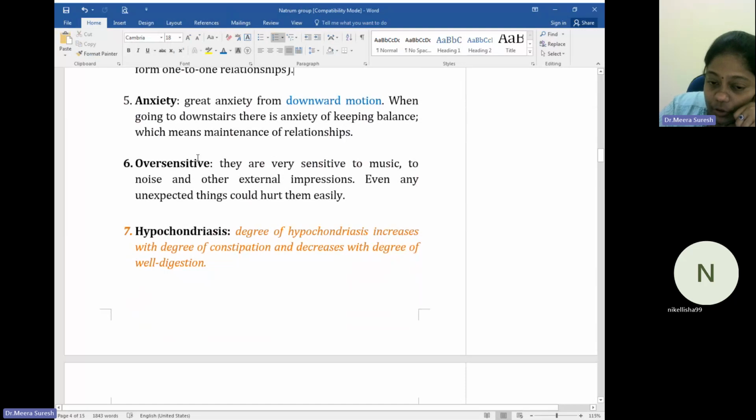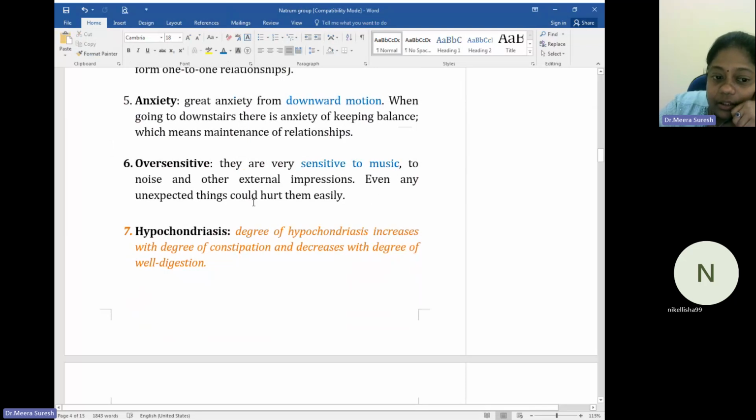They're very oversensitive. I told you earlier. All the physical impressions and mental things can make them very much sensitive. So they are very sensitive to music. Music is an aggravation for them. Most of the medicines in the Natrum group are very sensitive to music, to noise and other external impressions. Means light, too much noise, anything physical will be too sensitive for them.